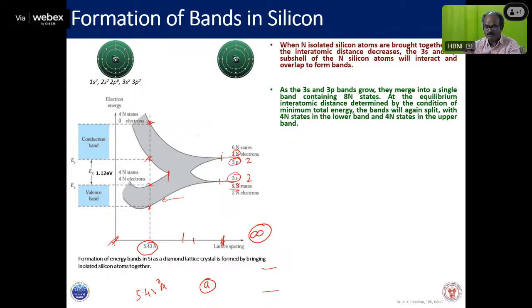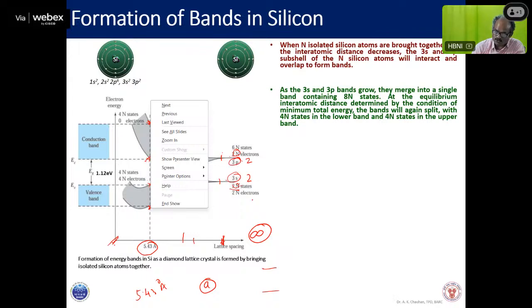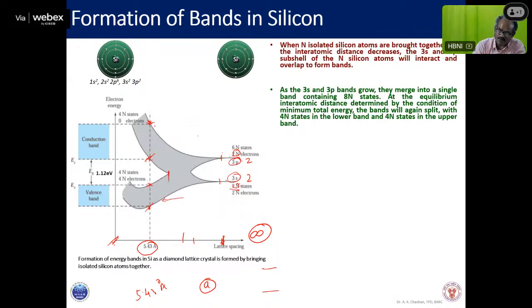So now you have 2n electrons which were in the p state and 2n electrons which were in the s state. So there are 4n electrons and 4n energy levels here. All those 4n electrons will occupy these levels, and there will also be 4n energy states available here, but there will not be any electron there. So there will be a gap.